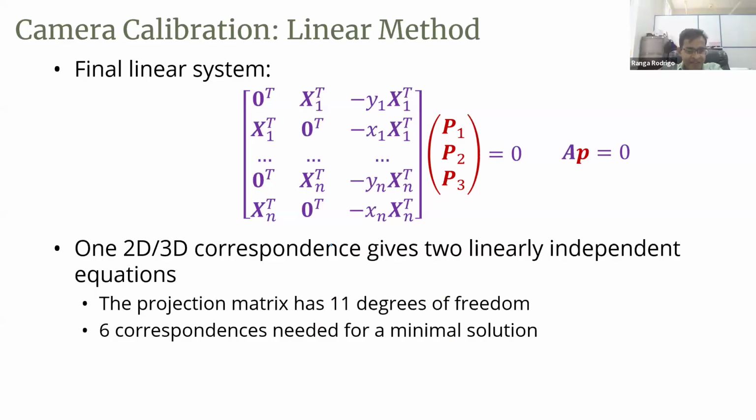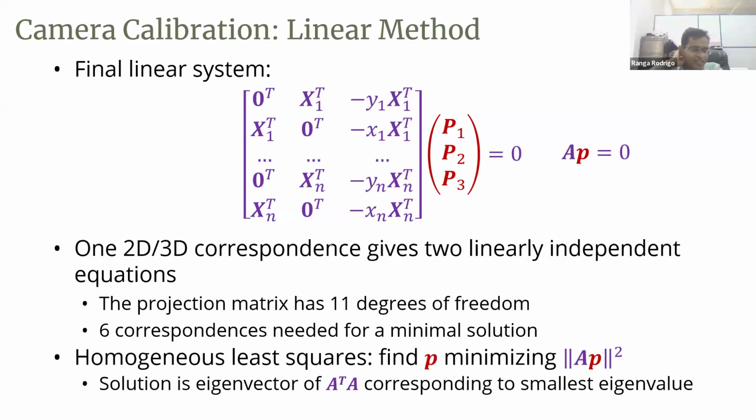The projection matrix has 11 degrees of freedom. Therefore, 6-point correspondences are required to do this calculation. This is called homogeneous least squares. Find P minimizing ||AP||squared. This matrix is A, and this is P. The solution is the eigenvector of A transpose A corresponding to the smallest eigenvalue. This is the theory of finding solutions for this.